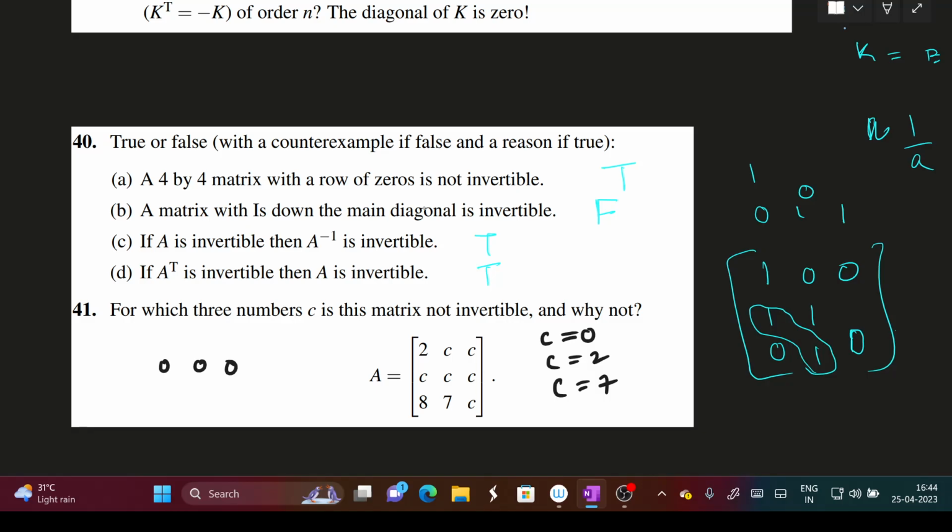When c is equal to 2, the first row and second row will be the same. Hence it is singular, so it has no inverse. And if c is equal to 7, this column and this column will remain the same. Hence the matrix is singular. It has no inverse. That means its inverse does not exist.